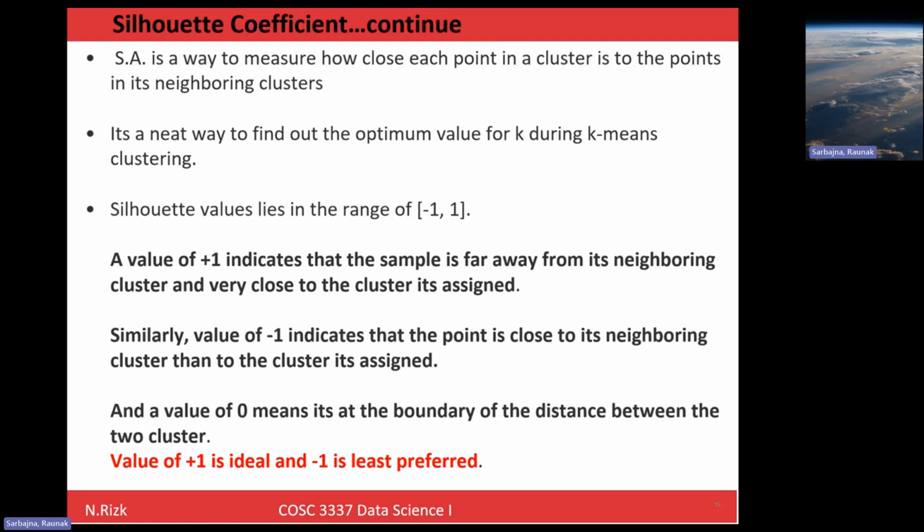A good thing about the silhouette coefficient is what people usually use it for when you're doing k-means clustering. You start off with some arbitrary value of k, like k equals 3 or 2 or 5 or whatever. Then you compute the silhouette coefficient, and you use that value to shift your k up or down. So it's a correction metric.